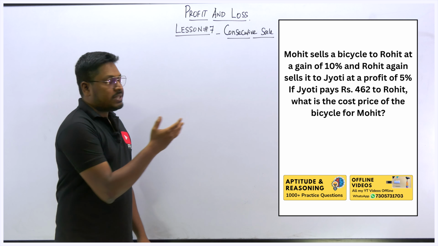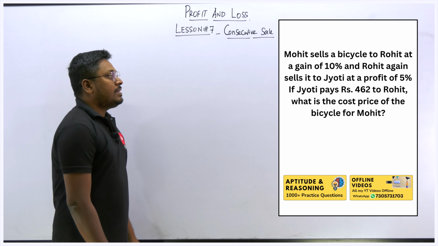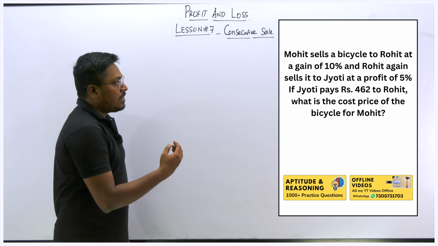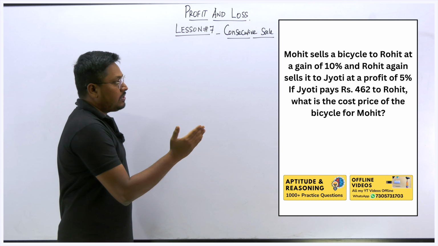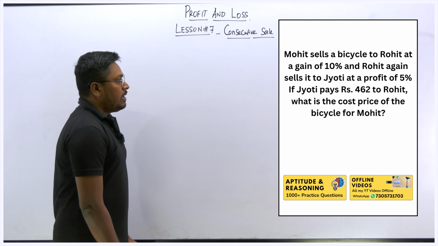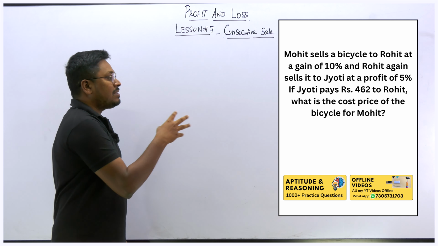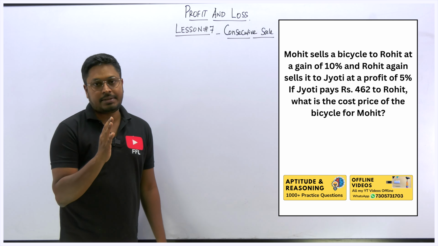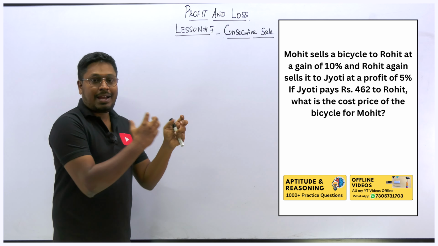So here is question number 1 based on consecutive sales, right? Mohit sells a scooter to Rohit at a gain of 10%. And Rohit sells it again to Jayoti at a profit of 5%. If Jayoti pays 462 to Rohit, what will be the cost price of the scooter for Mohit? I hope after reading the question, you can understand what they are exactly saying.